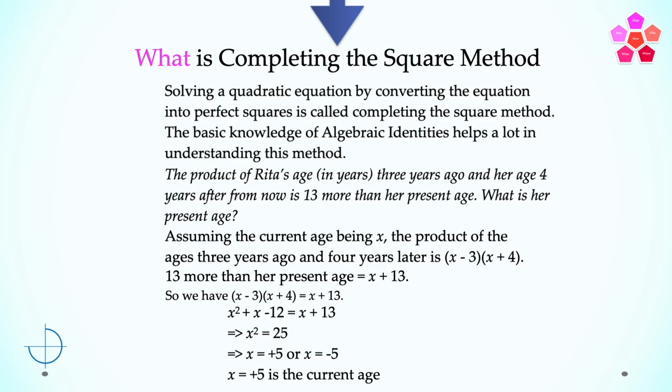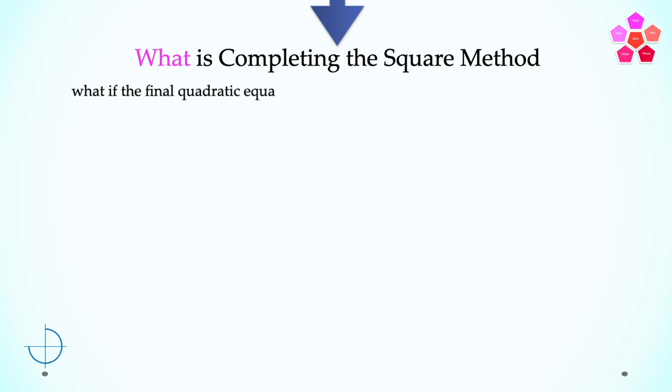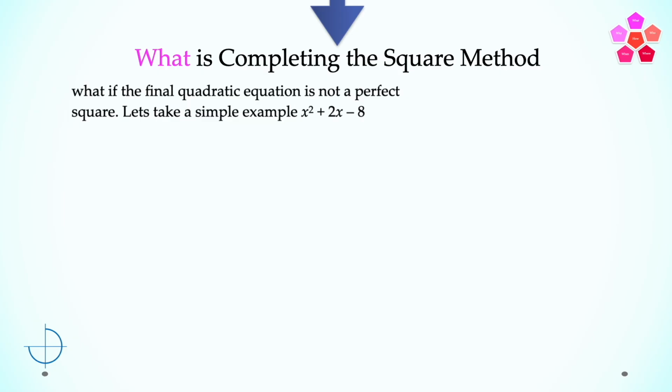This is good, but what if the final quadratic equation is not a perfect square? So let's take a simple example. X squared plus 2x minus 8 is equal to 0. We'll solve it with the completing the square method.